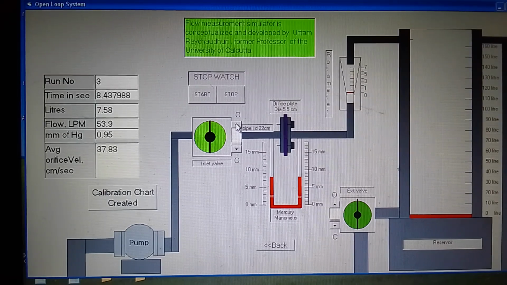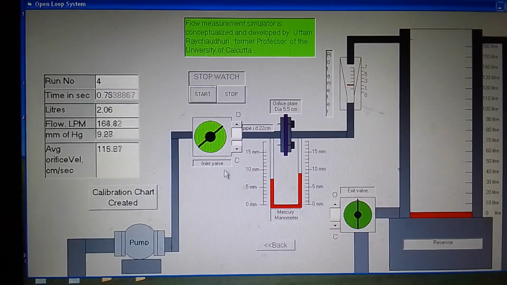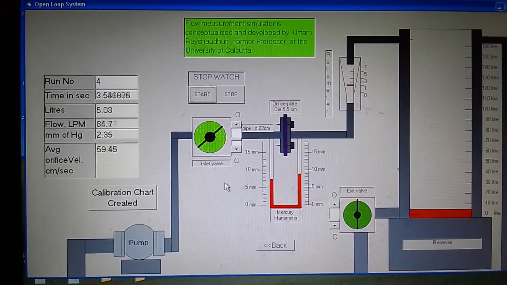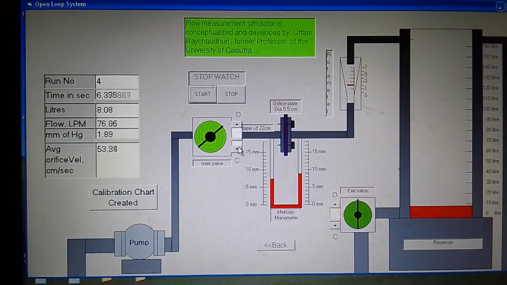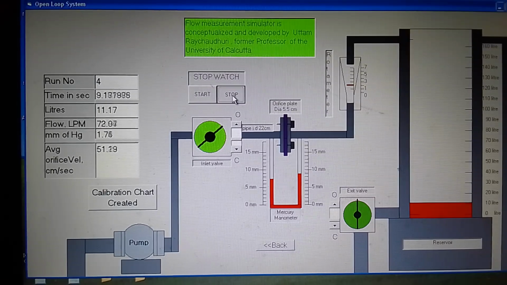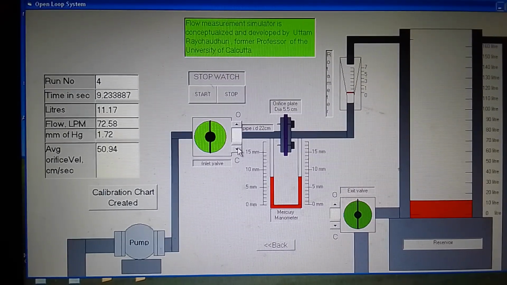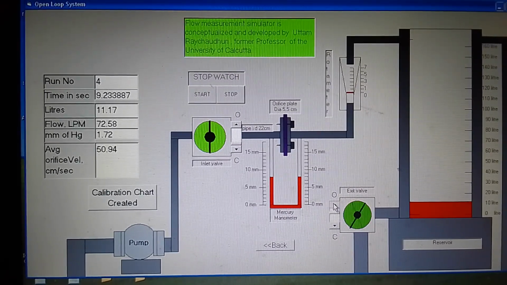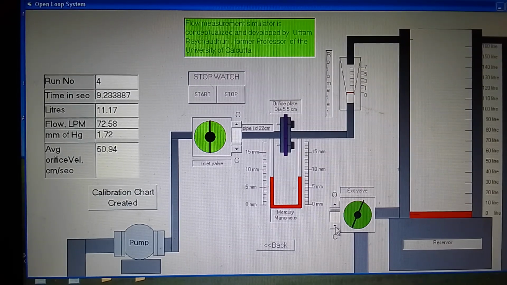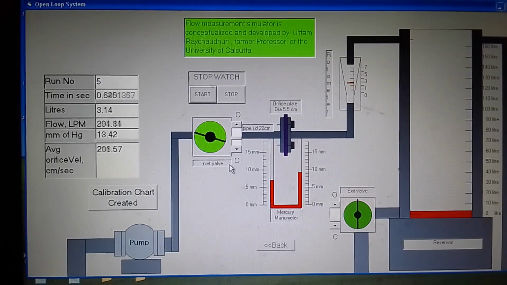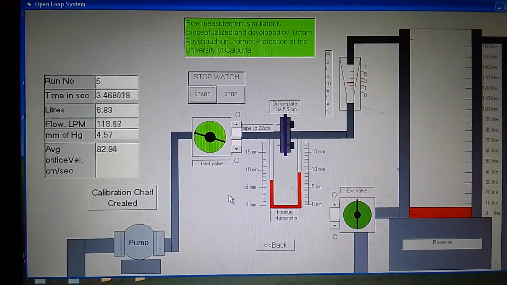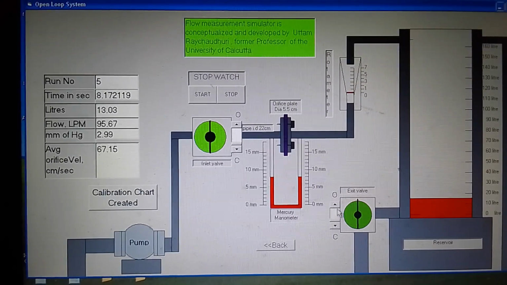Then we take the fourth run, 1 2 3 4, and start this run, and then close the valve, stop this watch and drain out the water which is accumulated here. We close it, and again we take the fifth run, 1 2 3 4 5, and start this stopwatch, and stop it, close the valve and drain this water out.